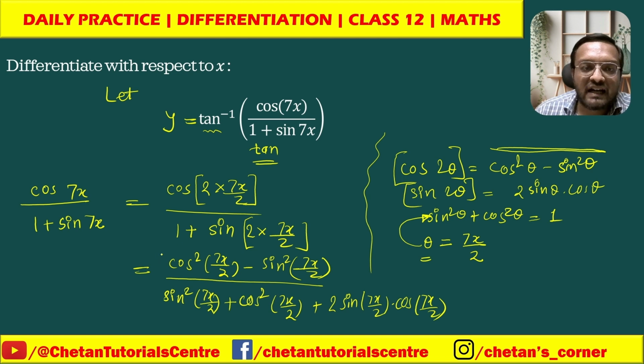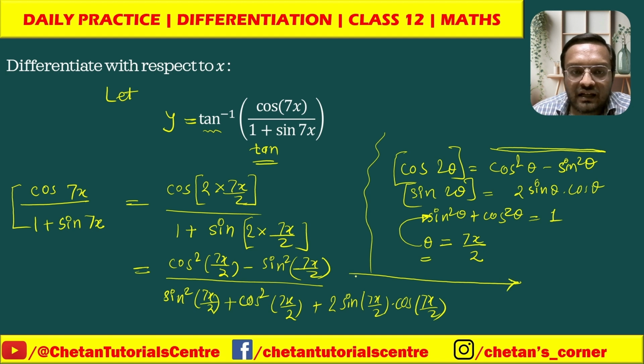So in this way I have expanded the given terms in numerator and denominator. Here you can see that numerator has been converted in the form a square minus b square, and in denominator it is converted in the form of a square plus b square plus 2ab.